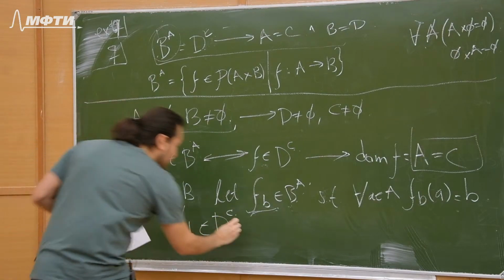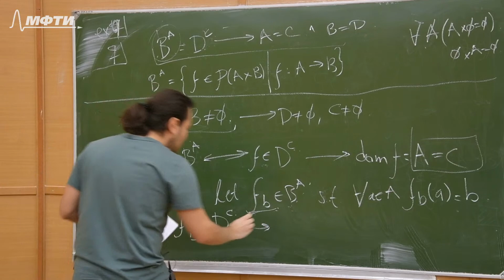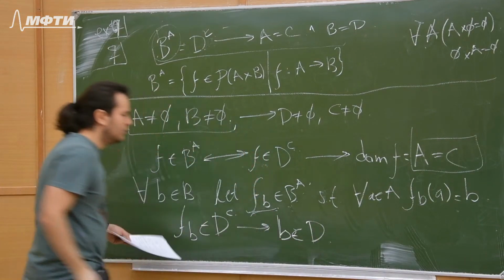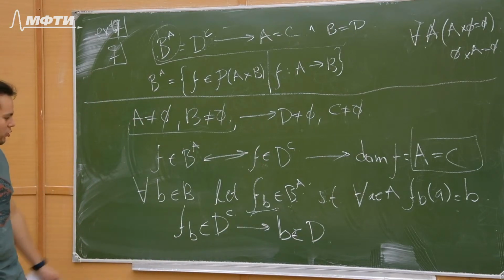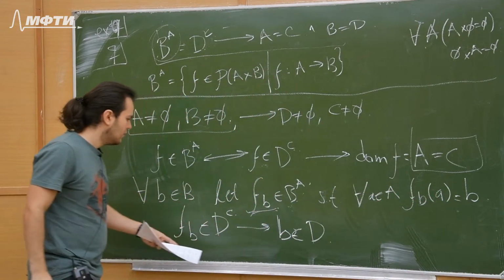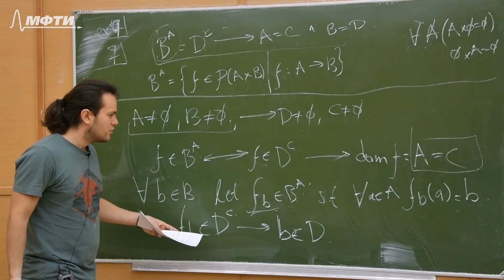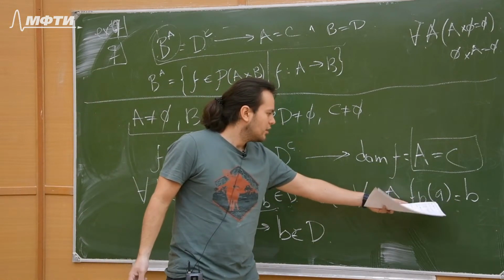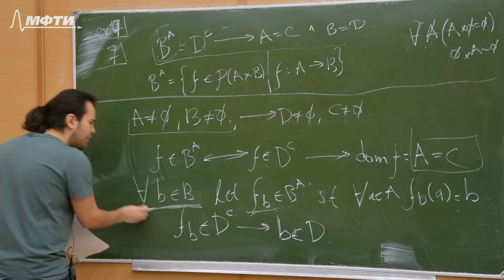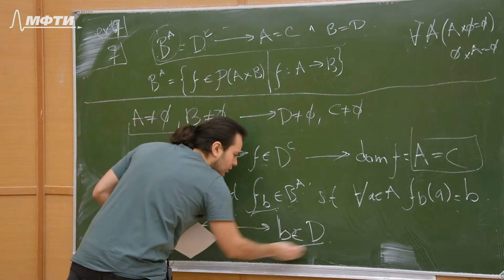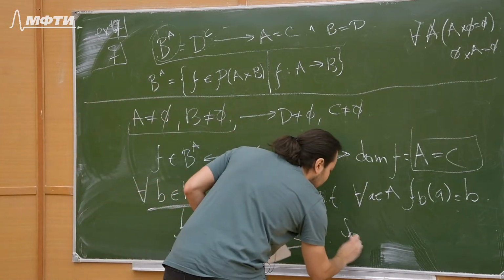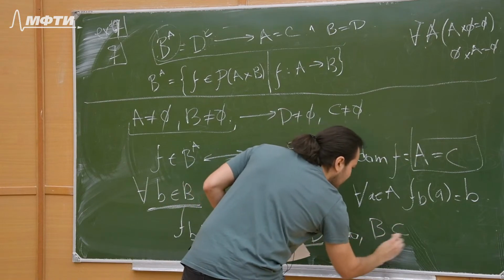So it means that b, this element b, should be an element of D, right? Because the function gives us b, and so all the b that are in B should be in D. So we obtain that every element of B is an element of D. So B is a subset of D.